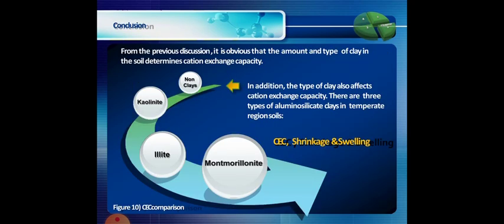Here is the conclusion. From the previous discussion, it is obvious that the amount and type of clay in the soil determines cation exchange capacity. There are three types of aluminosilicate clays in temperate region soils: kaolinite, illite, and montmorillonite, with their CEC, shrinkage and swelling. You can observe this in the figure.